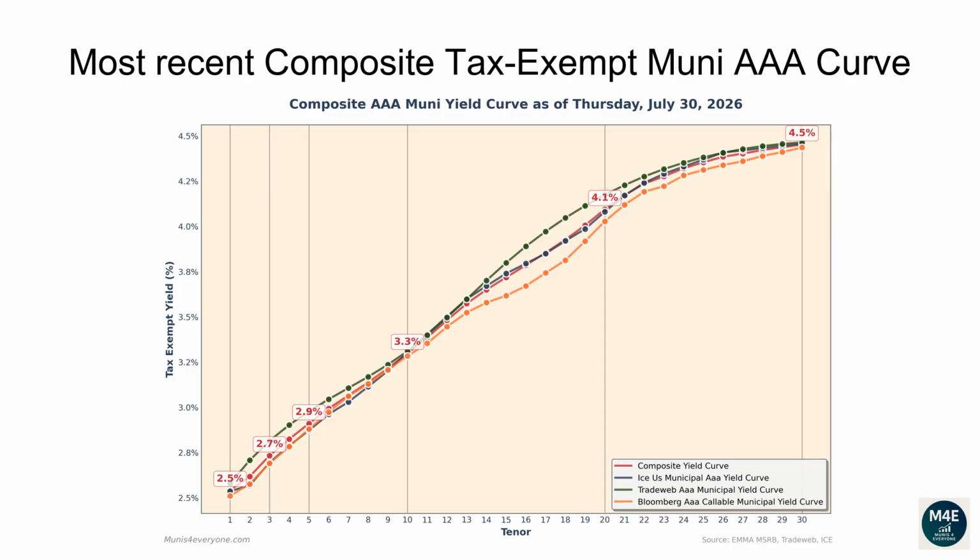The one-year composite tax-exempt yield is 2.54%. The two-year yield is 2.62%. The three-year yield is 2.73%. The 5-year yield is 2.91%. The 10-year yield is 3.3%. The 20-year yield is 4.09%. The 30-year yield is 4.45%.